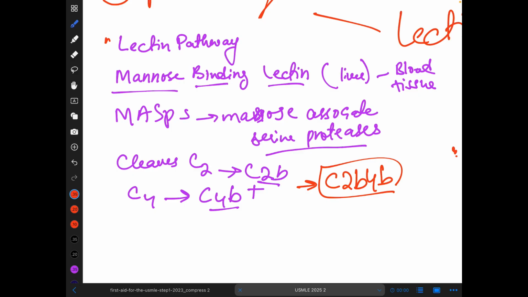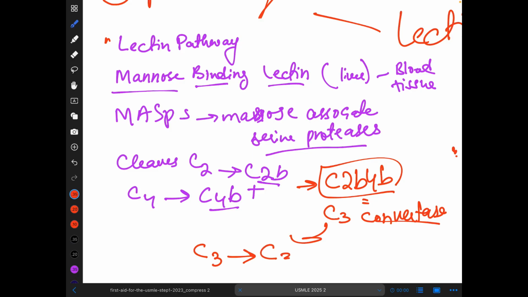Already you know from the previous pathway that this is equal to C3 convertase. And what is it going to do? It will again activate C3, converting C3 into C3b. Understand? This is our second pathway.